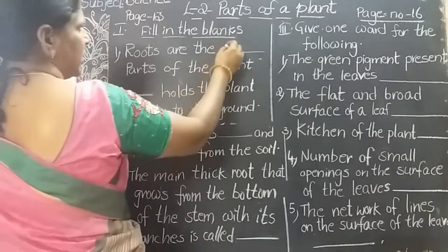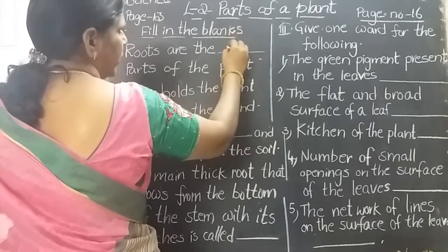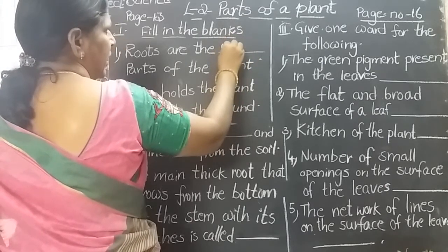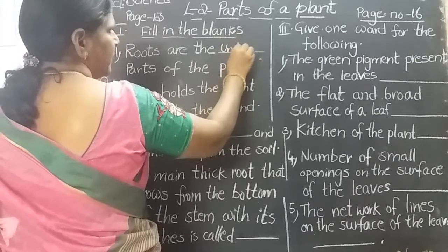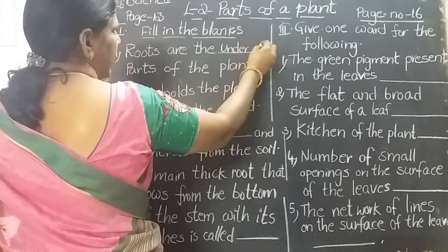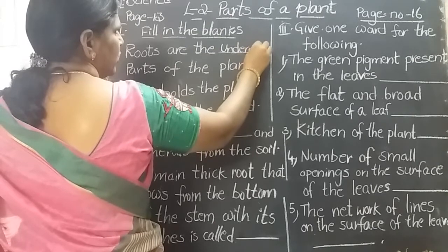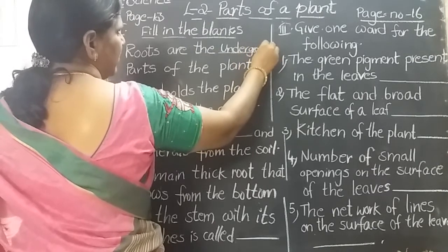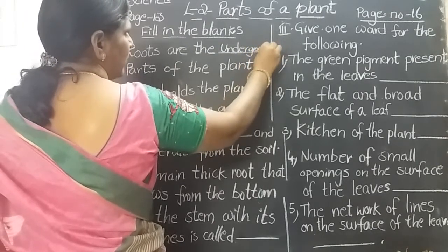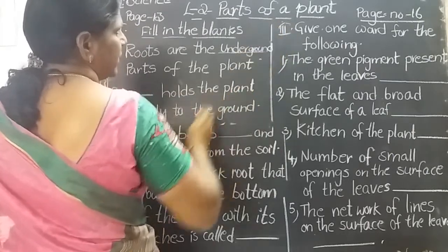Right, roots are the underground. Underground, U-N-D-E-R, under, G-R-O-U-N-D, ground. Okay. Roots are the main parts of the plant and underground parts of the plant.